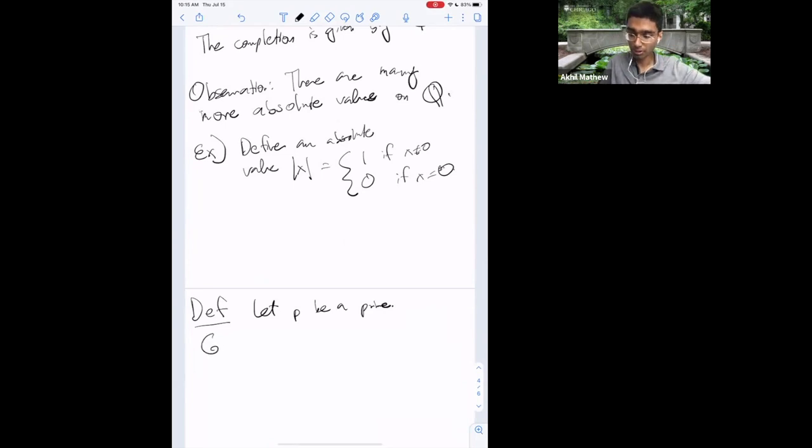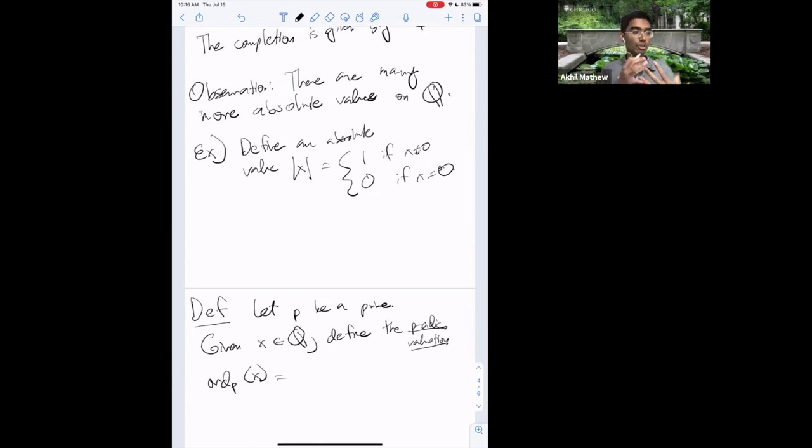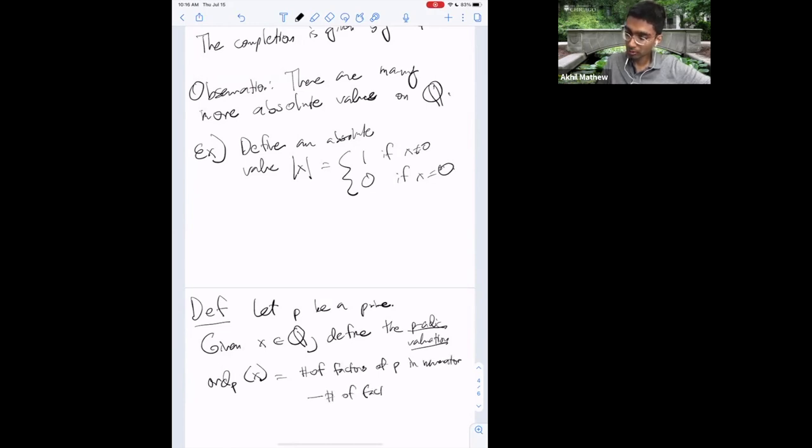So given a rational number x and a prime p, I'm going to define the p-adic valuation, which I'm going to denote by ord sub p of x. This is called the p-adic valuation. It's the number of factors of p that occur in x. If you write x as a fraction, it's the number of factors of p in the numerator minus the number of factors in the denominator.